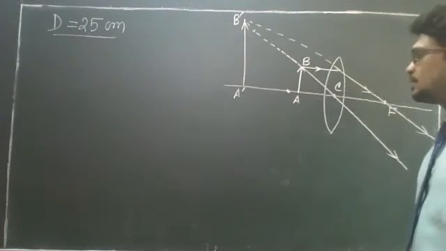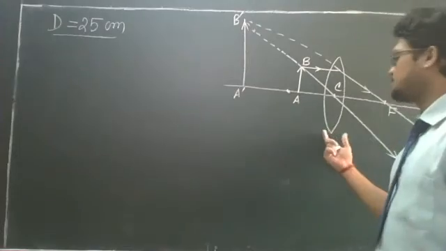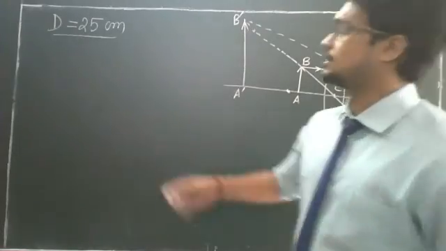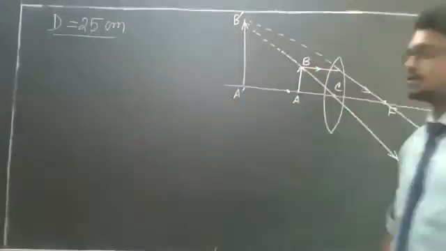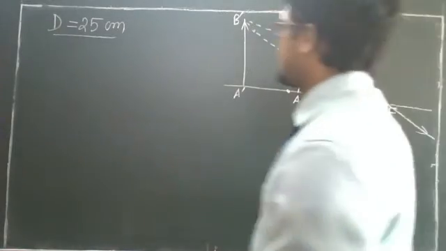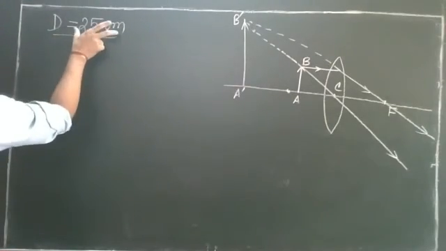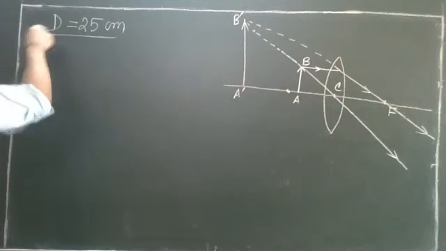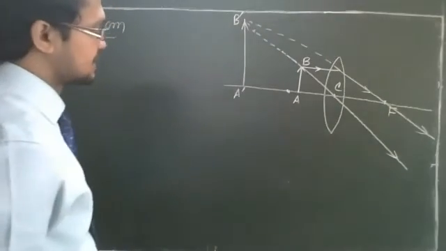So we will derive the relation for the magnification of a magnifying glass for this minimum distance of distinct vision. It is 25 centimeter for a normal eye. So in this derivation we will use D. I am not using the value, I am using D. So how will you find the magnification here?